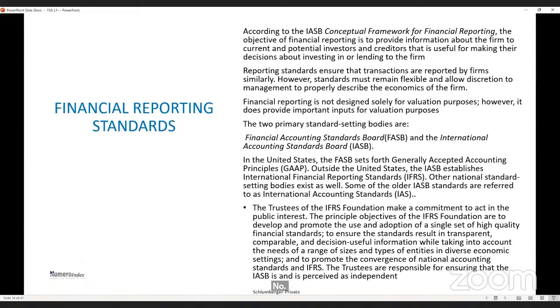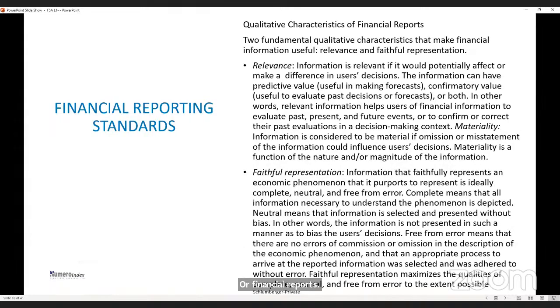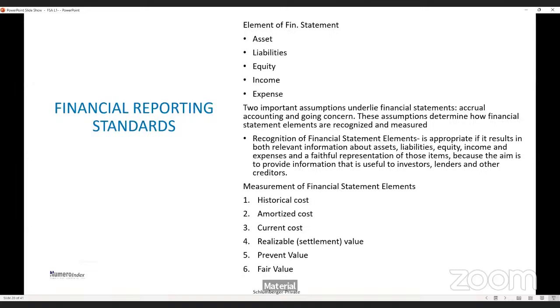Now, these are the financial reporting standards. Everything that we have talked about, IFRS, US GAAP. I will not bore you with this. Before I go straight to this, remember, we have the qualitative characteristics of financial reports. And I mentioned there are two: one is relevance, the other one is faithful representation. And the enhancing qualities, just like I said, are comparability, verifiability, timeliness, and understandability. Constraints on financial reports, we saw it in the question, are cost-benefit analysis and omission of non-quantifiable information. It means that you might omit some, or you are trying to balance to ensure that you are actually reporting material information and not omitting any material information.